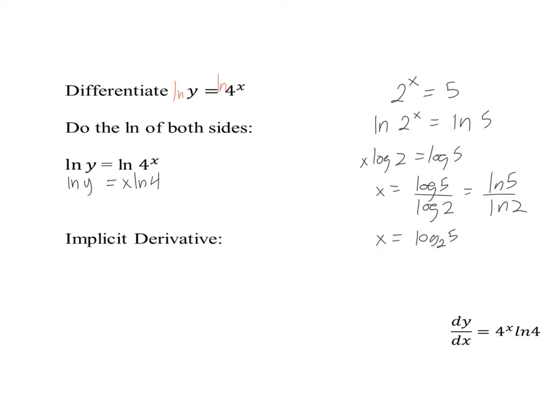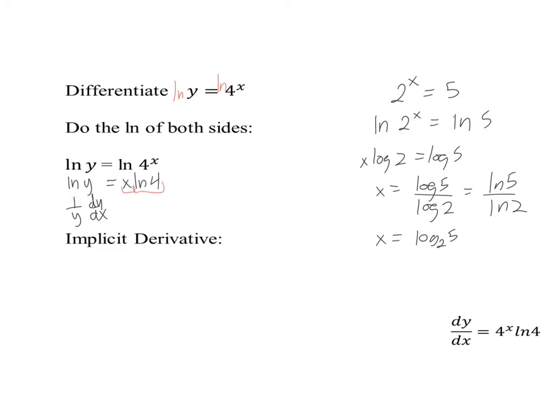And then from there, we would solve it with implicit. So let's do the derivative of the left side. So ln y would be 1 over y, but then because it's a y, we need dy dx. And then on the right side, it looks confusing, and a lot of people would think we need to do product rule because we have two things being multiplied.